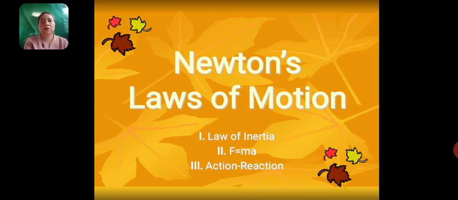Newton's laws of motion. Newton's three laws of motion are the law of inertia, the law of acceleration, and the law of interaction.